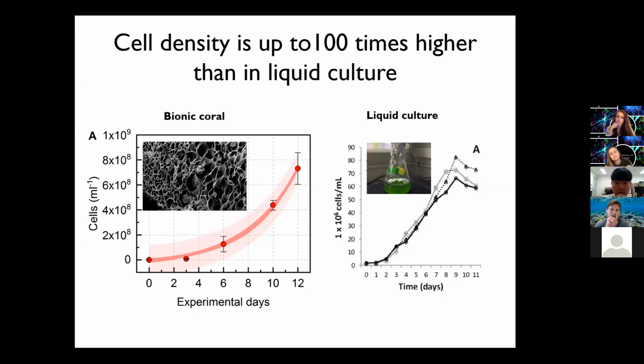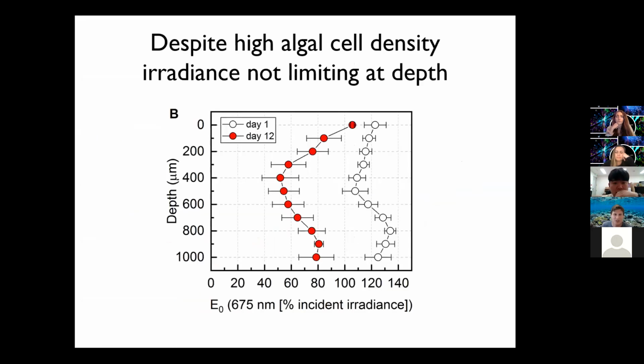And here you can see this growth enhancement. So if you compare this to a liquid culture, and then compare the performance to our bionic coral, we have up to 100 times higher cell densities than liquid culture. If you do light measurements over time, what is nice to see is that even at day 12, when you have the highest microalgal density, you still have sufficient light. So it only goes down to about 50% of the incident irradiance.